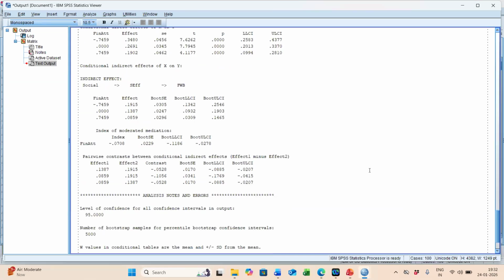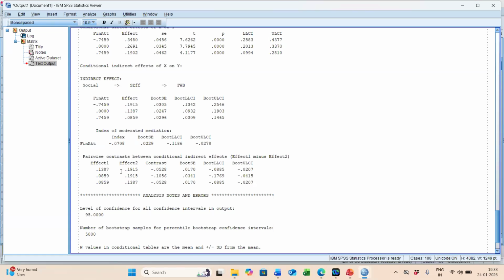Now we are provided with pairwise contrast between conditional indirect effects. That means effect 1 minus effect 2. We know there are two different effects. The financial attitude is moderating in two different places. So effect 1 and effect 2 are given. At lower level, the effect was 0.1387. Effect 2 is 0.1915. Both of them are reducing, but effect 2 is more than effect 1.